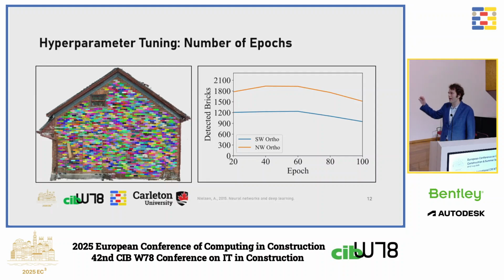So in this case, I tried different epoch amounts ranging from 20 to 100, but with the results, as you can see here, it showed that 40 epochs provides the best balance between detected bricks across both orthomosaics.